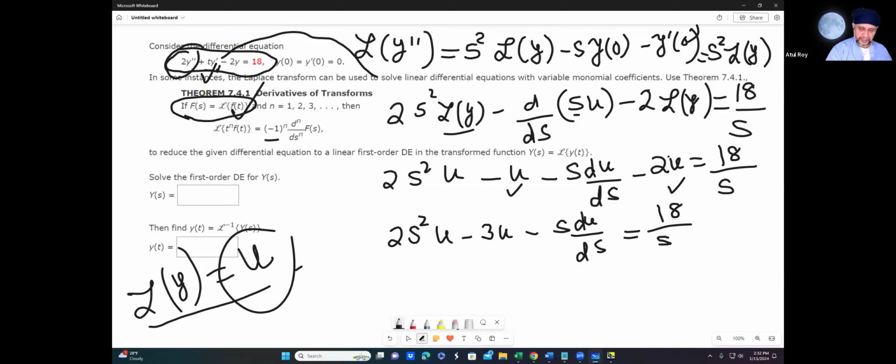So now we will write that as a differential equation. I'm going to make this part positive now and be very careful, especially under the circumstances that I have been making mistakes in recognizing the other thing earlier. That should be negative 3U. So that will become positive 3U minus 2s squared U equals 18 over s.